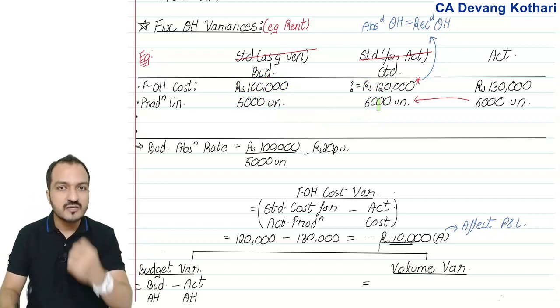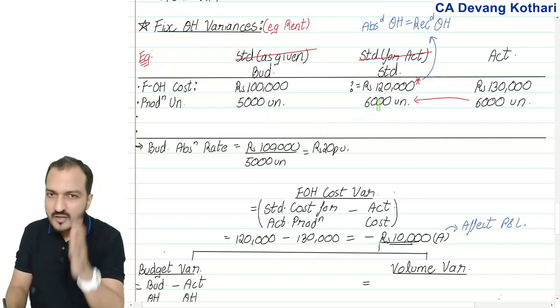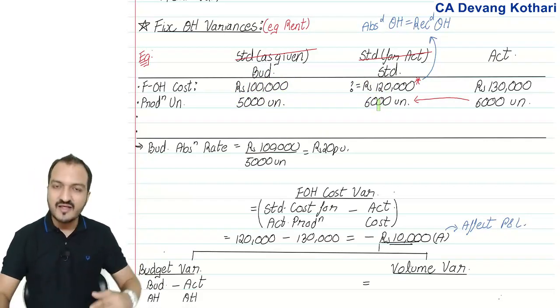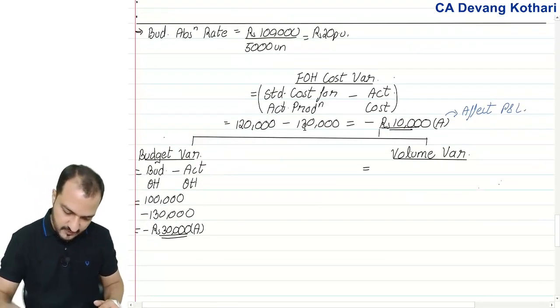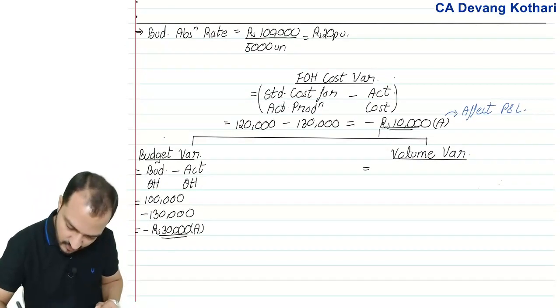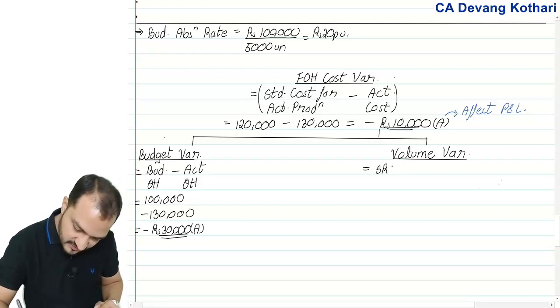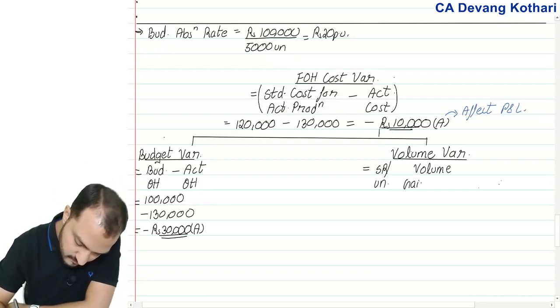Now this is favorable because you have recovered more money from the customers because of more units. Right? This indicates a favorable variance that gives me my favorable volume variance. My volume variance formula goes like this: standard rate per unit multiplied by volume gain or lost.